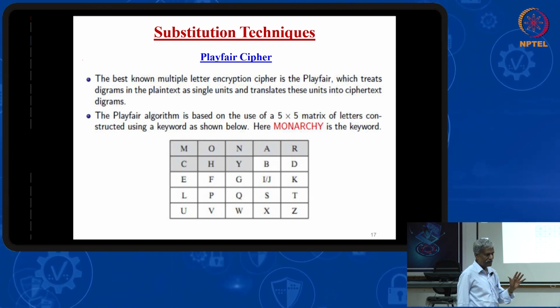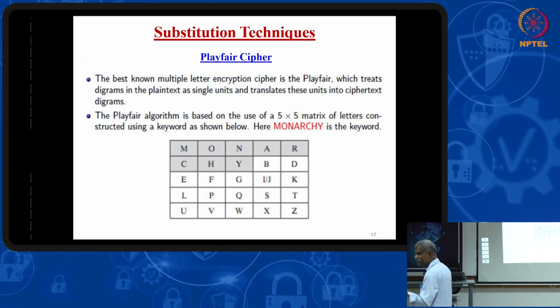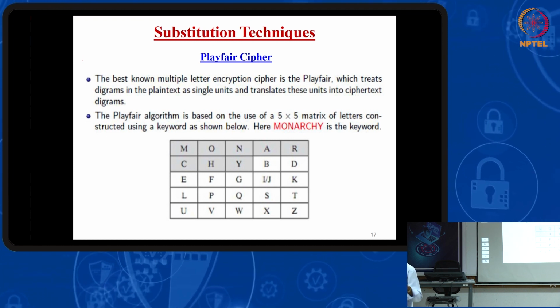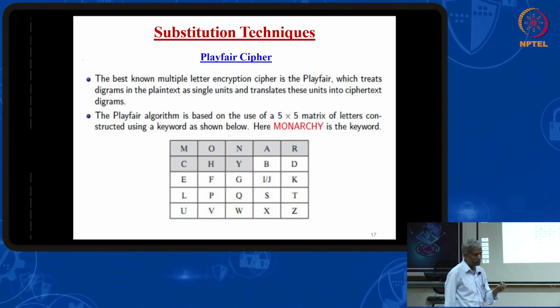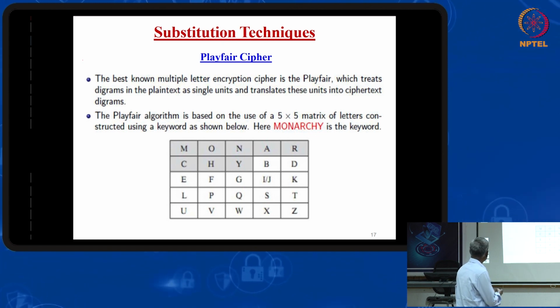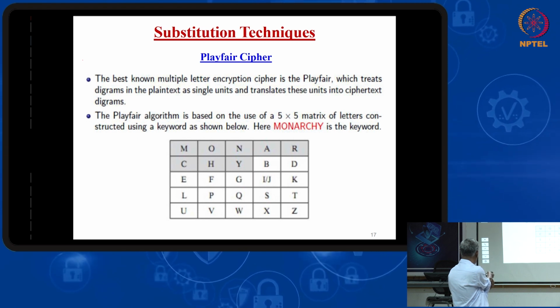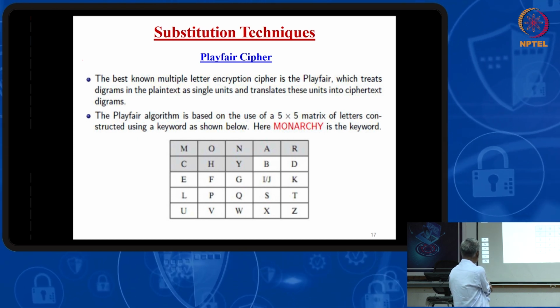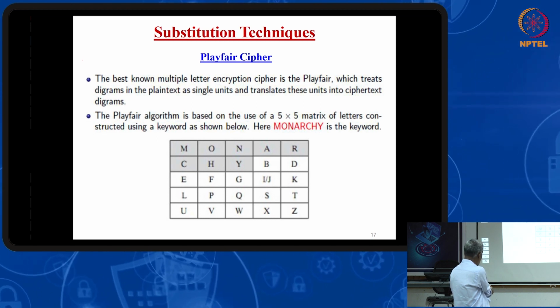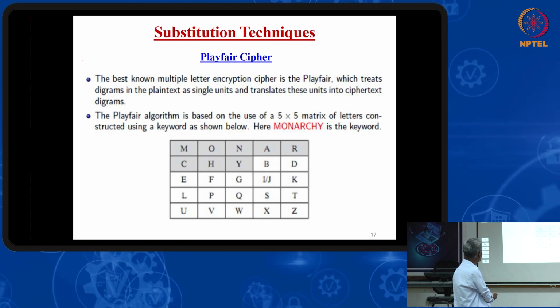This is the arrangement. First you write the key, then leaving the key, all the other letters go into the 5 by 5 matrix. We have formed the key. This is the first step. If you read this, the Playfair algorithm is based on a 5 by 5 matrix of letters constructed using a keyword as shown below. Here monarchy is the keyword. So first we write the keyword, and other than the keyword, all the others we write together.